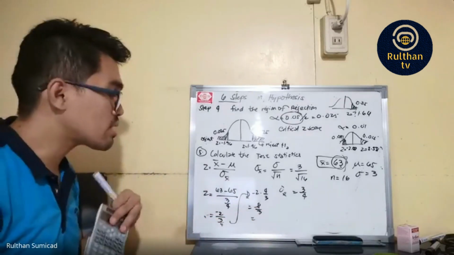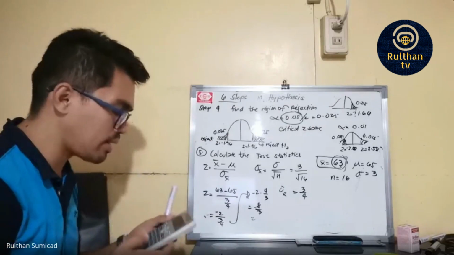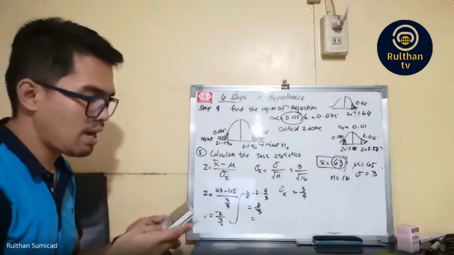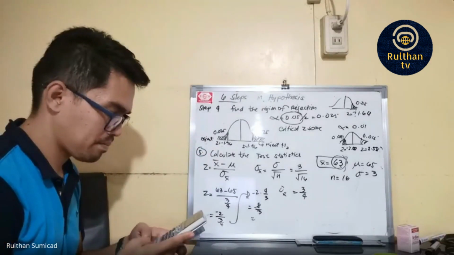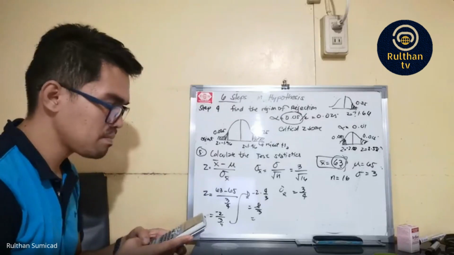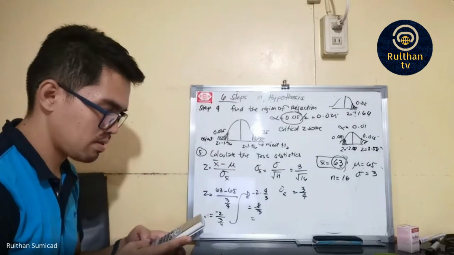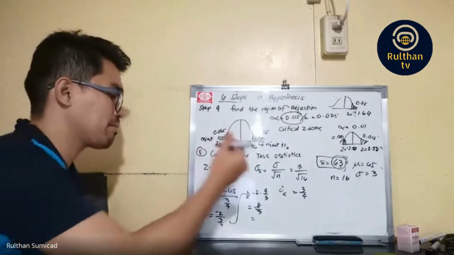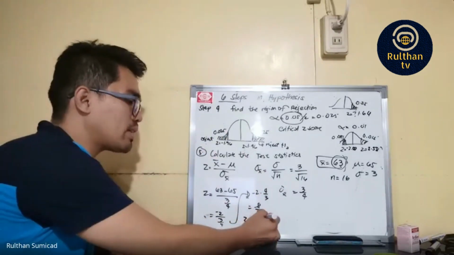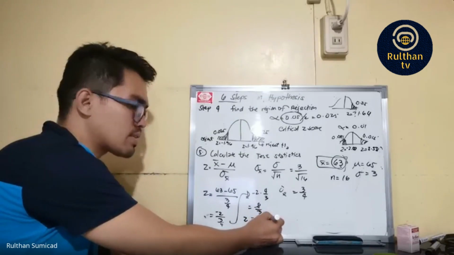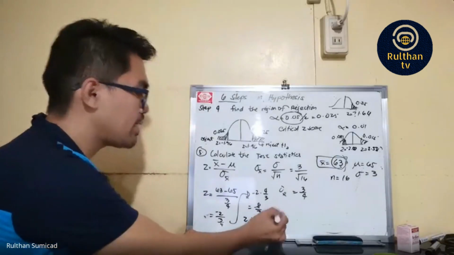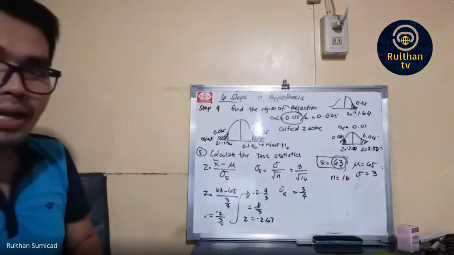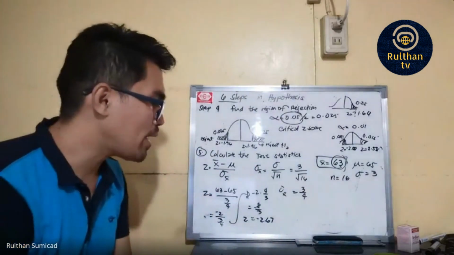You notice our computed z is negative, so it falls on the left side. It is approximately negative 2.67. That is our z-score. Now, our z-score is negative 2.67.